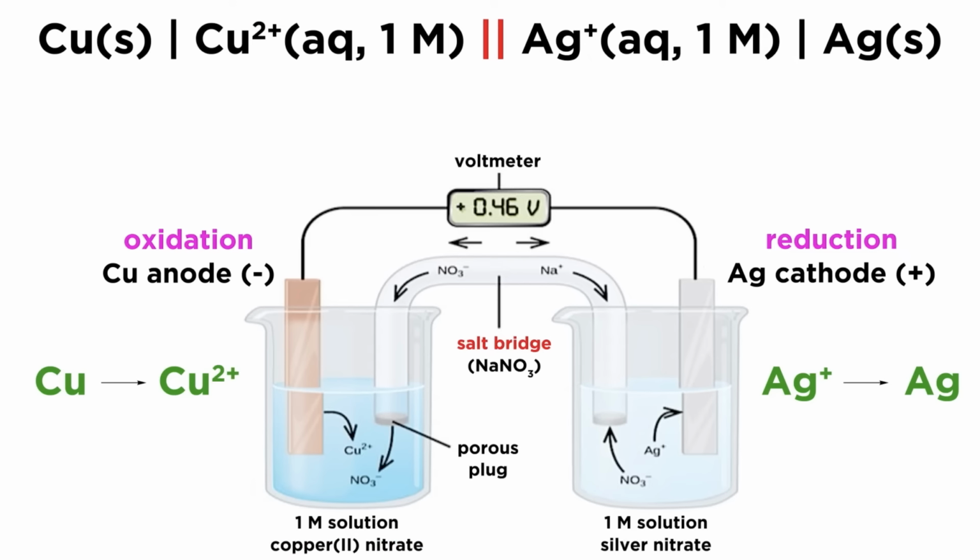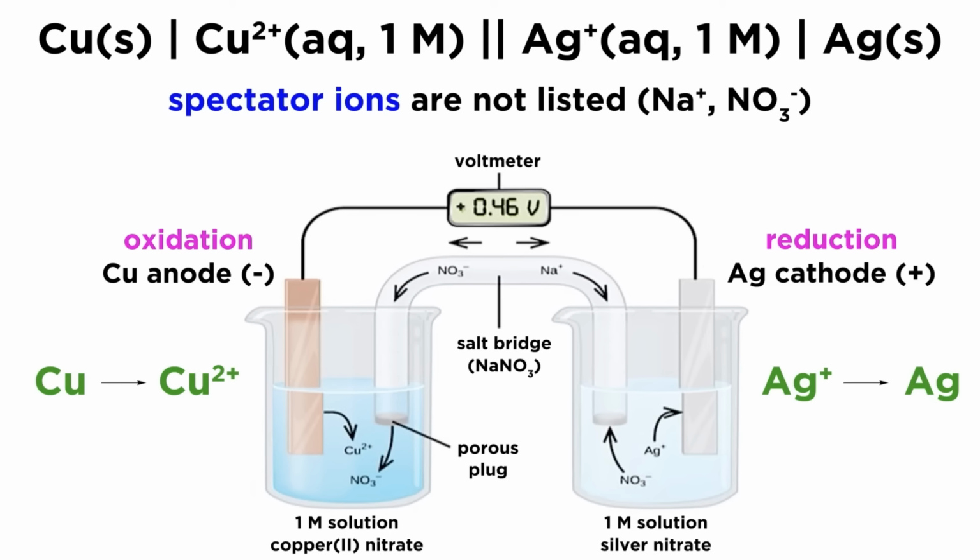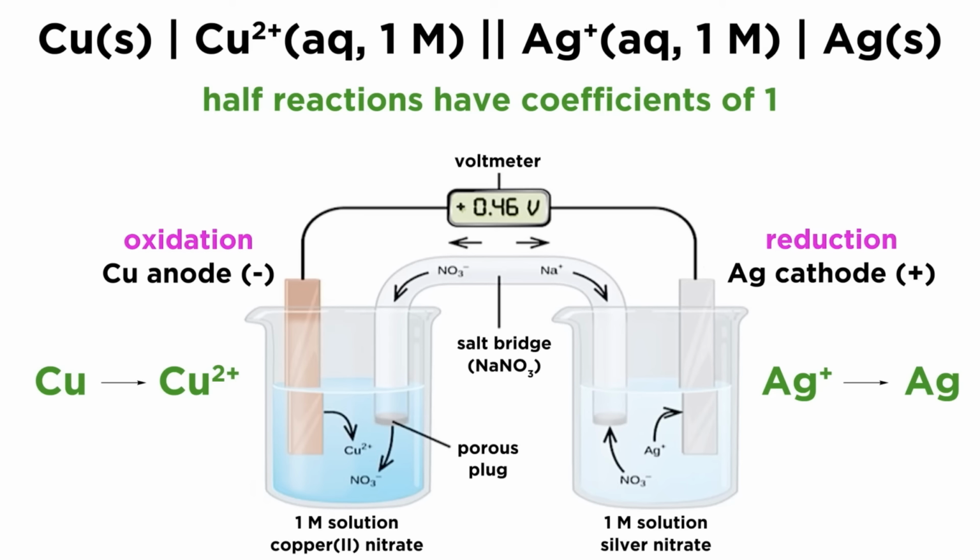Then there is a double vertical line, which signifies the salt bridge. This separates the anode from the cathode. Then we describe the cathode solution, in this case silver ions, along with concentration. Then there is another vertical line to signify the phase boundary between the cathode solution and the cathode itself. And lastly, the material in the cathode, which is solid silver. Let's note that spectator ions are not listed. Those are the nitrate ions and sodium ions, and the simplest form of each half reaction is shown, so all the coefficients are 1.